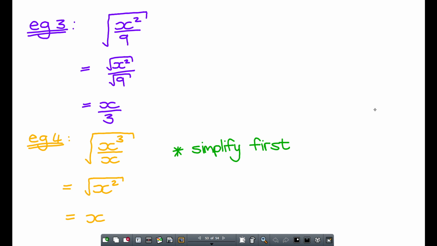Just have a look at example 3. I couldn't get square root of x to the power 3, and that's your clue that maybe inside that root I could simplify. So you will see that this x cancelled out with one of those x's. That's how I got to the next step, saying square root of x to the power of 2, and then we get x squared.